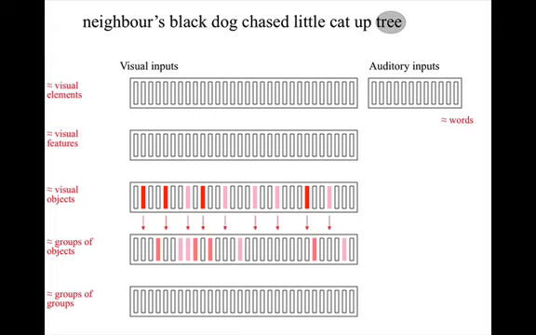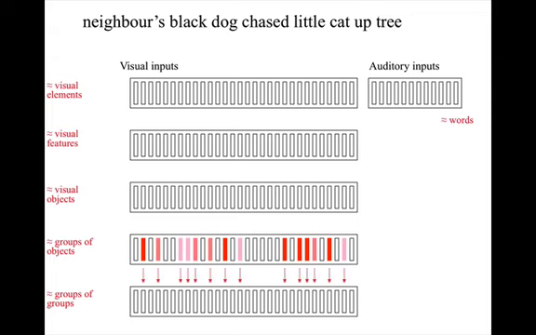Now, the outputs from the populations in visual objects are synchronized and released to the groups of objects area, where they activate a third population of columns, again at a different phase of frequency modulation from the existing populations. So now there's 3 populations active at the groups of objects level, corresponding with neighbor's black dog, chased, and little cat up tree. These 3 populations are released to the group of groups area, and there they drive an activation of a population that approximates to the one that would have been activated if you'd actually seen a neighbor's black dog chase a little cat up a tree.